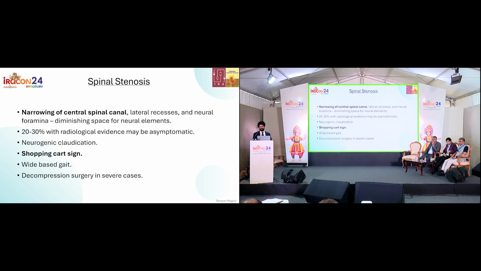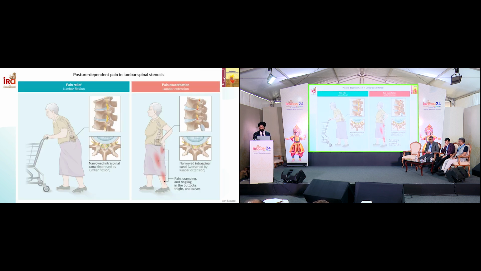But if the patient is symptomatic, the patient will complain of neurogenic claudication, which is pain in the buttocks, thighs, legs, may have paresthesias as I explained, and it is relieved by bending forward. It's called the shopping cart sign. I'll show it in the next image. When the patient is bending towards the shopping cart, the space increases, so the pain decreases, but when the patient is extending backwards, the pain will increase because the space in the spinal canal decreases. Such a patient will generally walk with a wide-based gait, and in very severe cases when conservative treatment does not work, we do a decompression surgery.